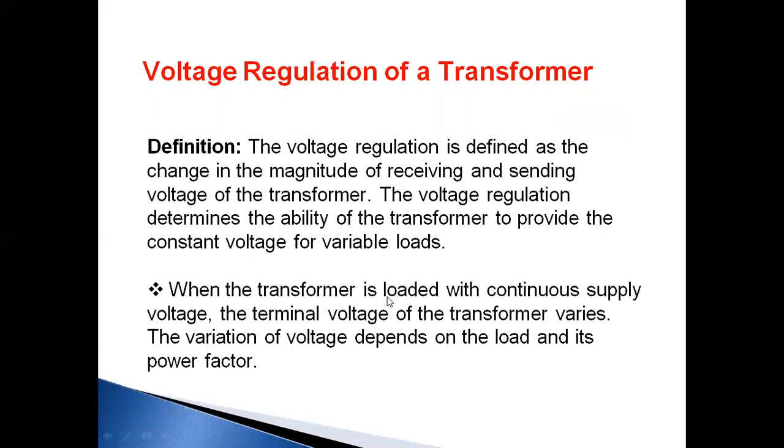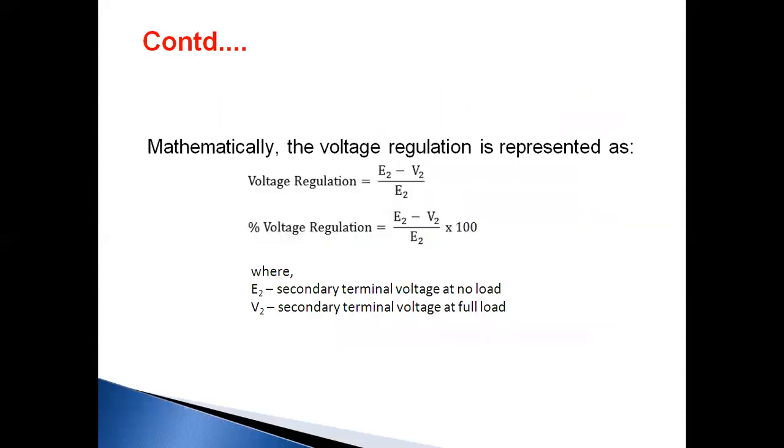When the transformer is loaded with continuous supply voltage, the terminal voltage of the transformer varies. The variation of the voltage depends on the loads and its power factor, that is, the terminal voltage of the transformer. So mathematically, the voltage regulation can be represented by voltage regulation equal to (E2 minus V2) by E2.